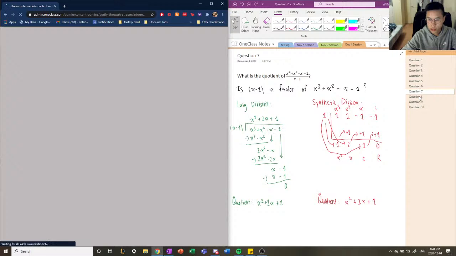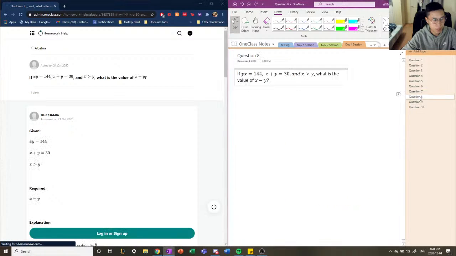All right, let's move on to question number 8. The question reads: if y times x equals 144, x plus y equals 30, and x is always greater than y, what is the value of x minus y?